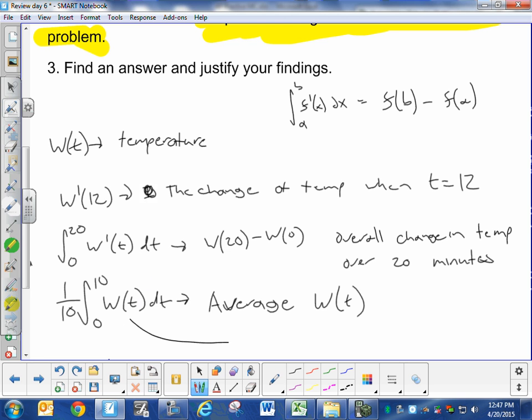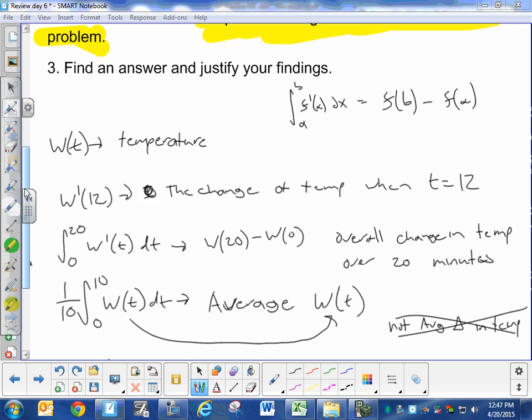Whatever you put in this formula, that's what you're finding the average of. If W of T is just temperature, not change in temperature, but just temperature, you're finding your average temperature, not average change in temperature.